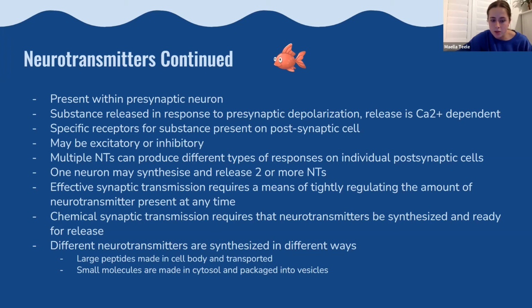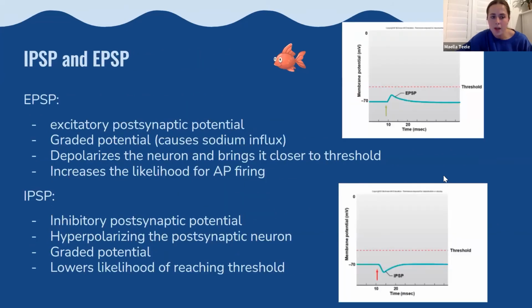And pretty much neurotransmitters are synthesized in different ways. You have some made in your cell body, you have some made in your cytosol, which are then packaged into vesicles later on. Okay, so IPSPs and EPSPs.